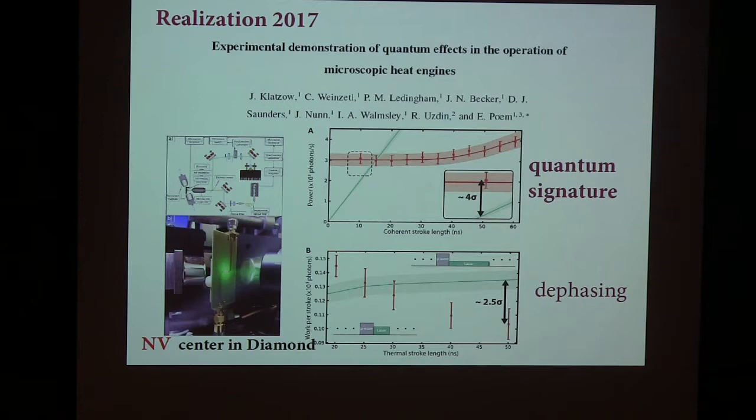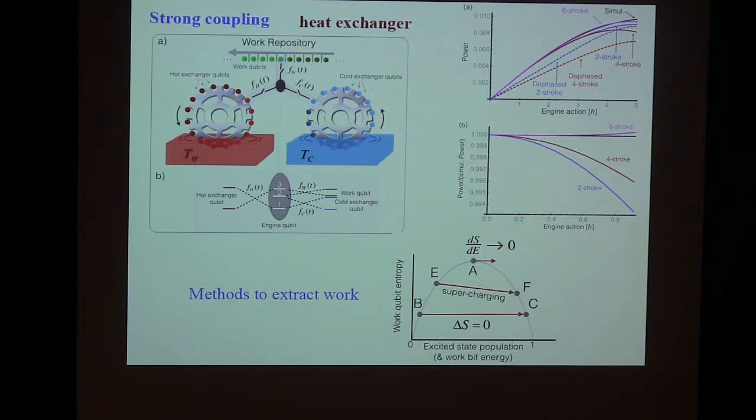Okay, you could go to strong coupling, but the idea about going to strong coupling is that you have to add to your engine a heat exchanger to basically mediate your baths with engines that work at strong coupling.